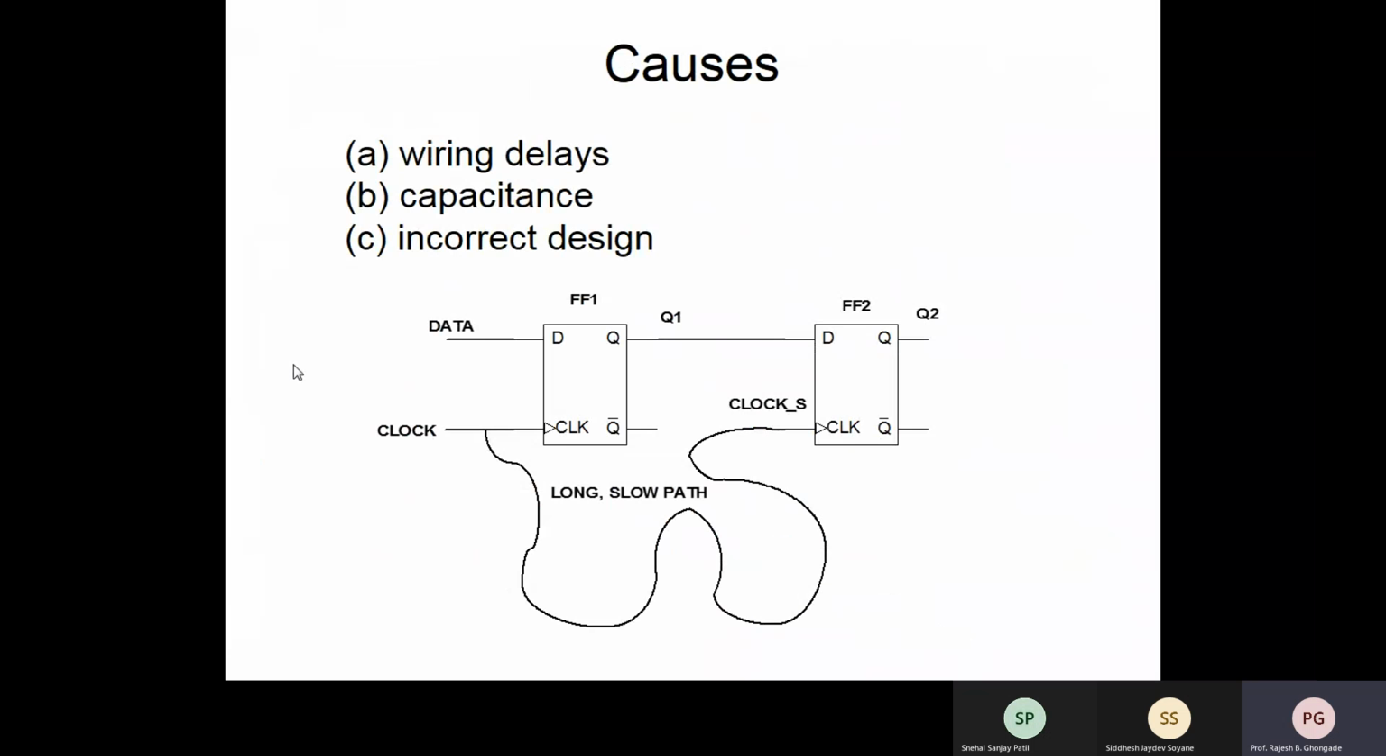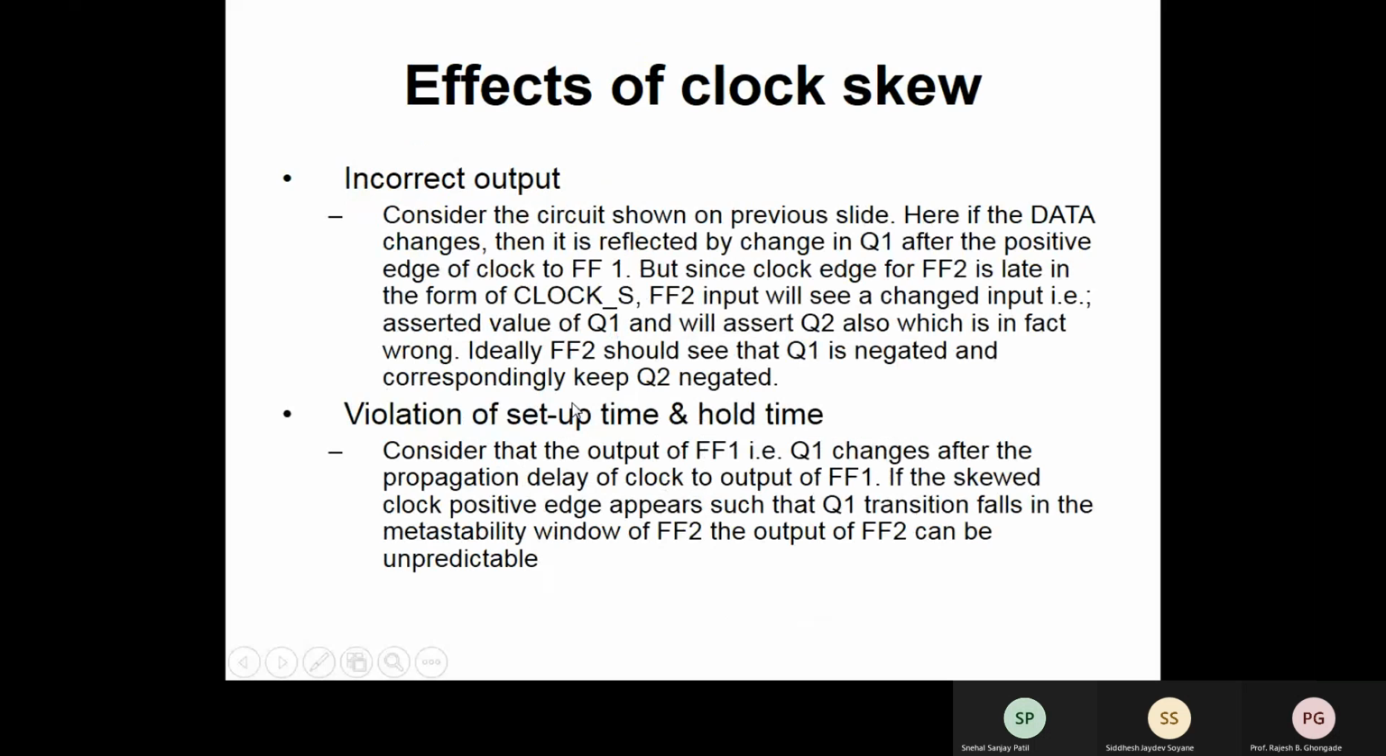What are the causes of clock skew? Wiring delays, capacitance, and incorrect design. As you can see here, the path over here is too long as compared to this. So the clock will arrive here slightly later than the clock arriving for FF1.